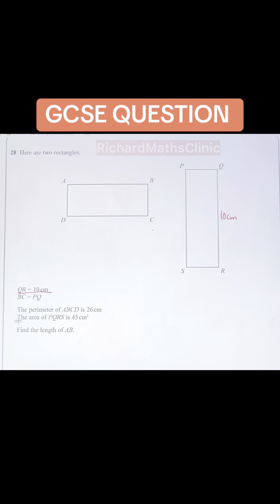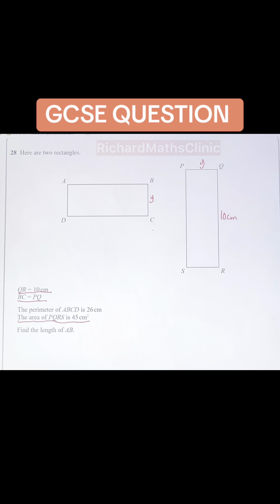Hope you're following. Fantastic. Now before we move further, let's take note of what we have on the second line. BC equals PQ. Side BC of the first rectangle on the left is the same as side PQ of the second rectangle on the right. Okay. All right. So let's move on.